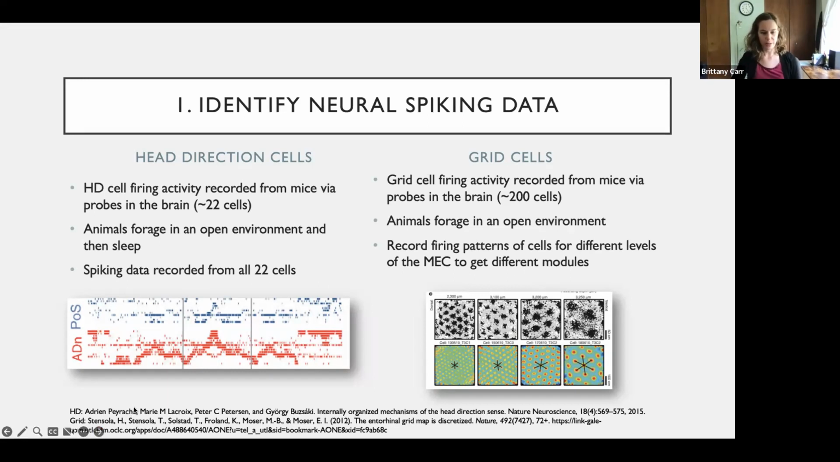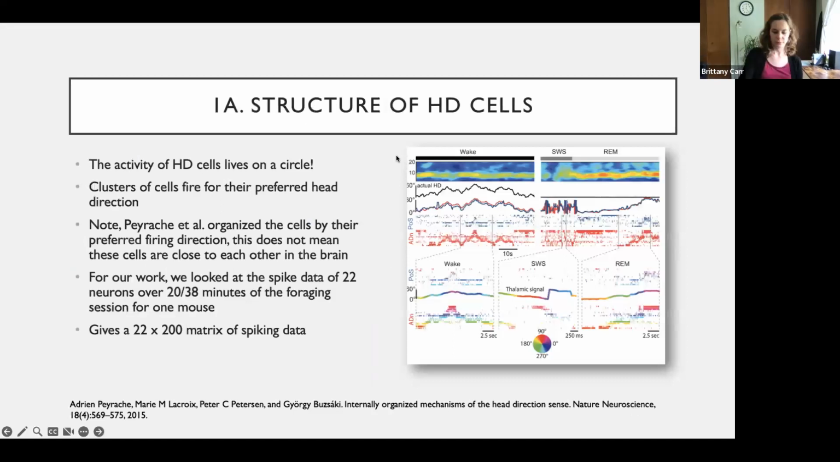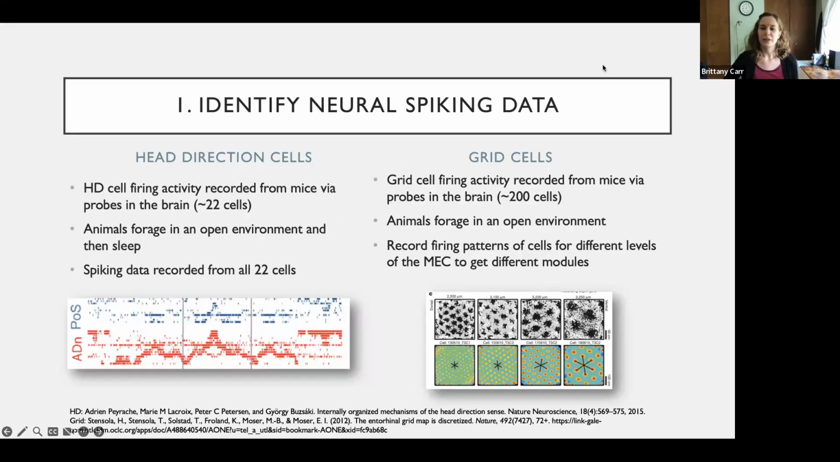The head direction data is from Peyrache et al. And the grid data is from Stensola and Moser, which I'm pretty sure is the big Nobel Prize paper. The grid cell firing activity is recorded from about 200 cells, and these animals also forage in an open environment. They record the firing patterns of cells at different levels of the MEC to get the different modules. Remember, the different modules are just those different grid spacings.